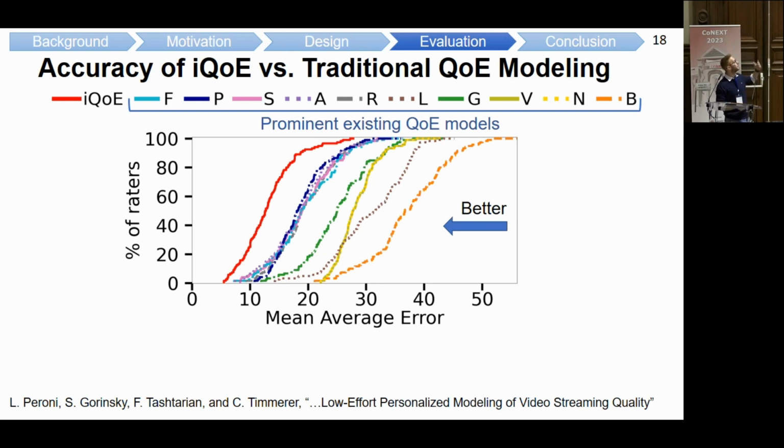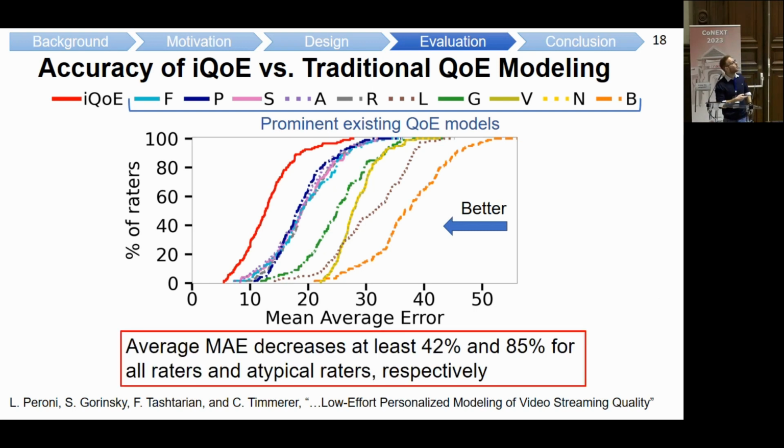And here we are depicting the distribution across all the 120 viewers of the mean absolute error, which measures the distance between the regression function and the ground truth data. We see clearly that the red line, IQE, outperformed the others. Quantifying this better performance, we can state that the average MAE decreases at least by 42% for all the viewers and by 85% for atypical viewers.